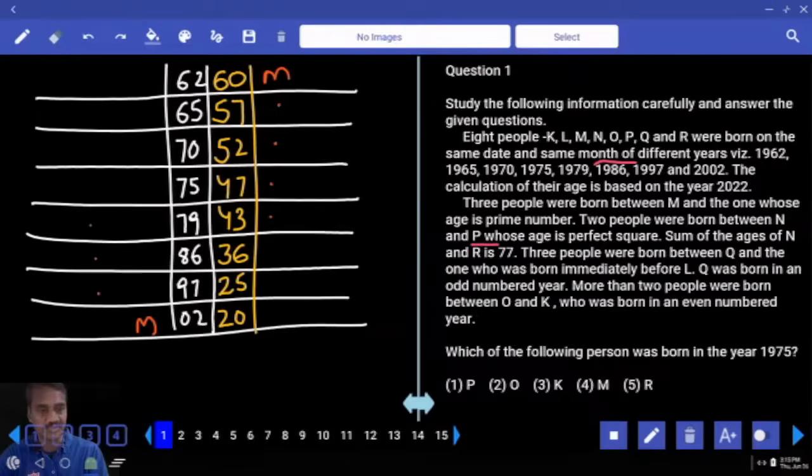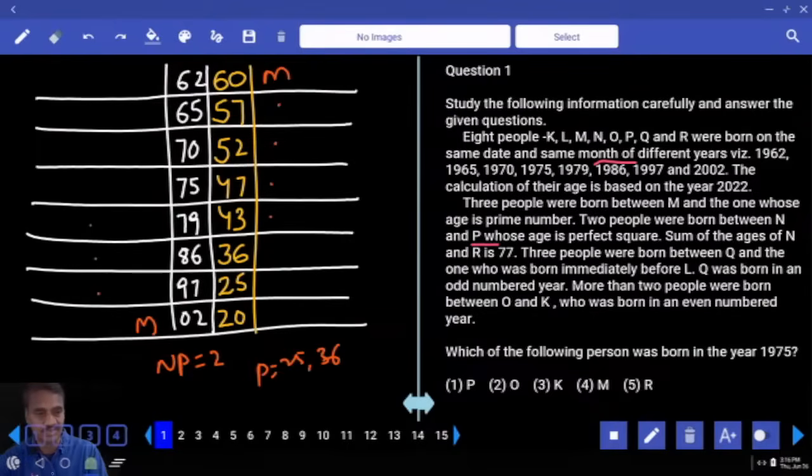And 2 people will be between N and P. N and P, how many people? 2. P's age is a perfect square. Now in this one, P's age is a perfect square, so P must be either 25 or 36. Clear? P is either 25 or 36.